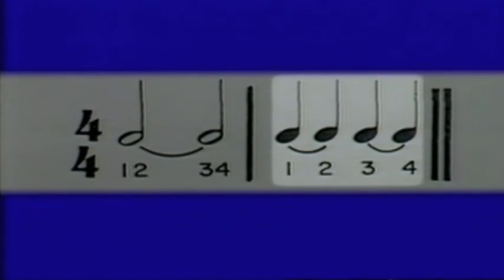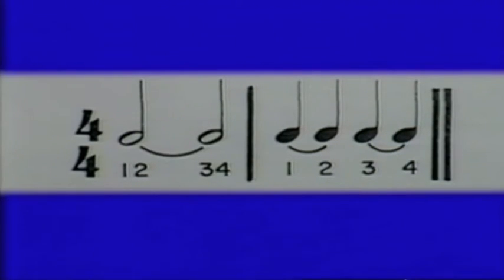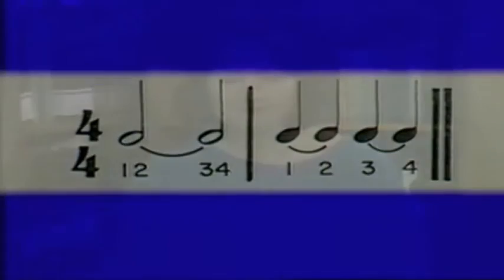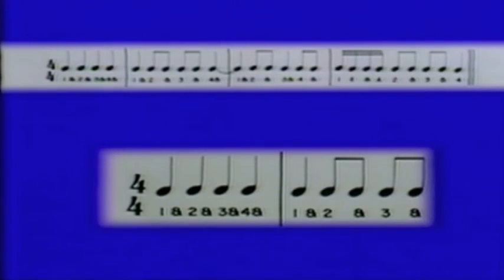Let's use this example. 1, 2, 3, 4. 1, 2, 3, 4. 1, 2, 3, 4. In that entire example, you should only have clapped 3 times. Let's look at some examples using everything we have learned so far. Again, at the adagio tempo.